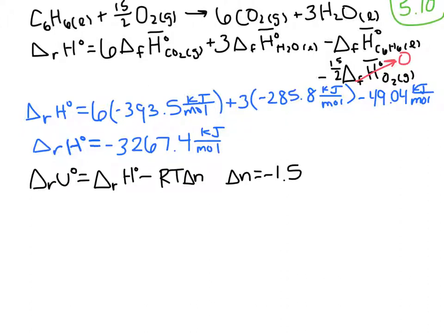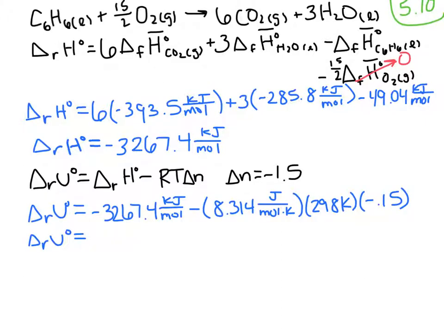We can now find delta U with the expression delta U is equal to delta H minus RT delta N, and our delta N value in this case is negative 1.5 because we start with 7.5 moles of gas and end with 6 moles of gas. When we plug in our values, we end up with a delta U of negative 3,263.7 kilojoules per mole.